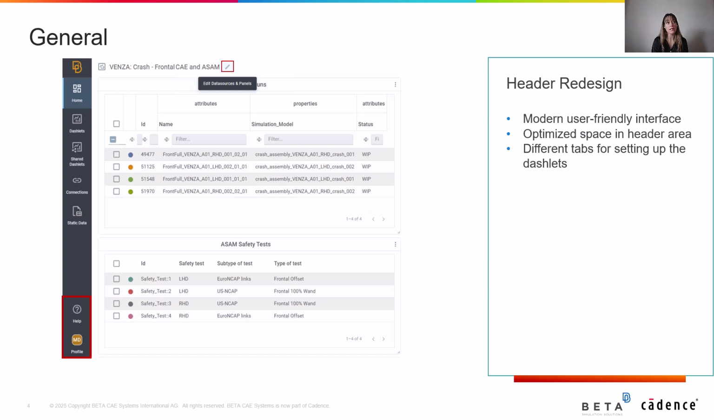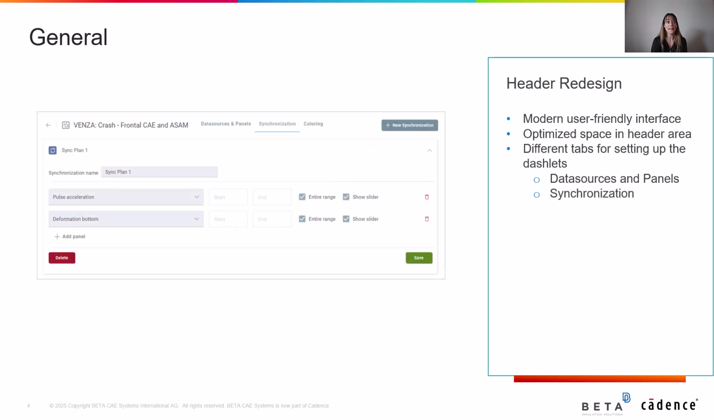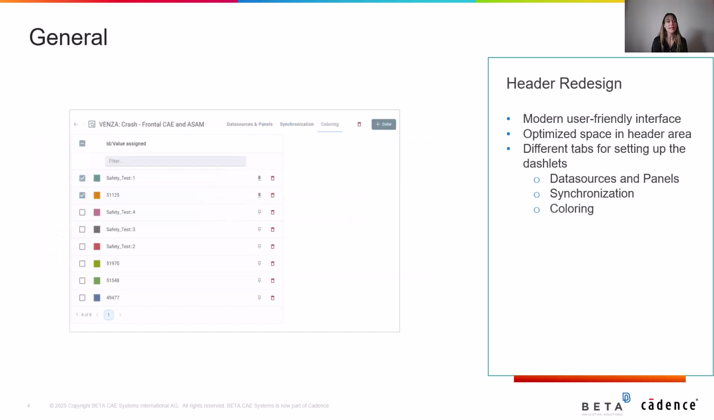And these include data sources and panels, a dedicated section where you can configure and manage your data inputs and visualizations; synchronization, a tab for advanced options to set up multiple synchronization plans; and coloring. This section is a new one and provides flexible options to assign custom colors to all panel objects.